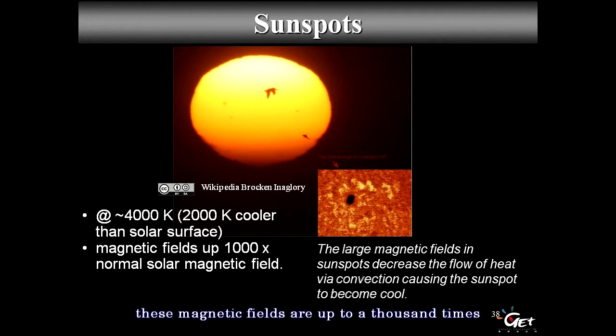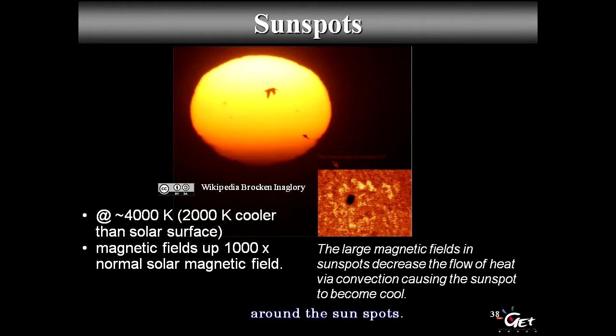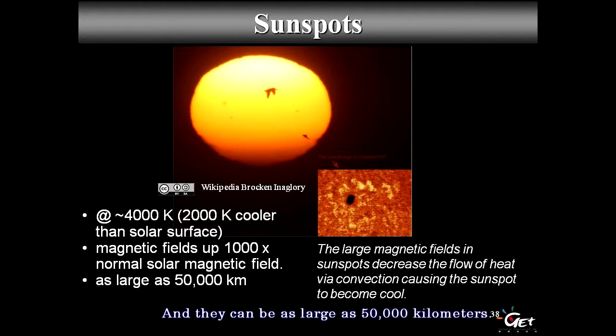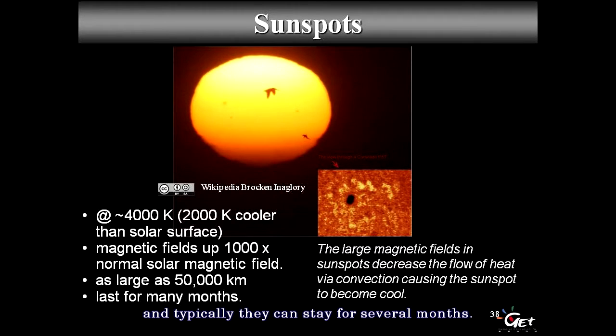So these magnetic fields are up to 1,000 times stronger than the normal solar magnetic fields around those sunspots. And they can be as large as 50,000 kilometers. And those sunspots vary, they change places, they appear, disappear, and typically they can stay for several months.